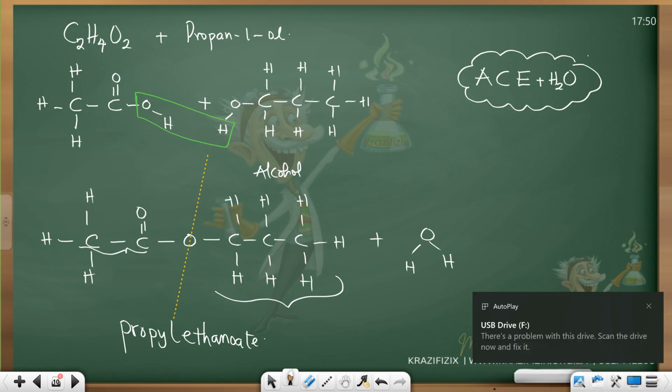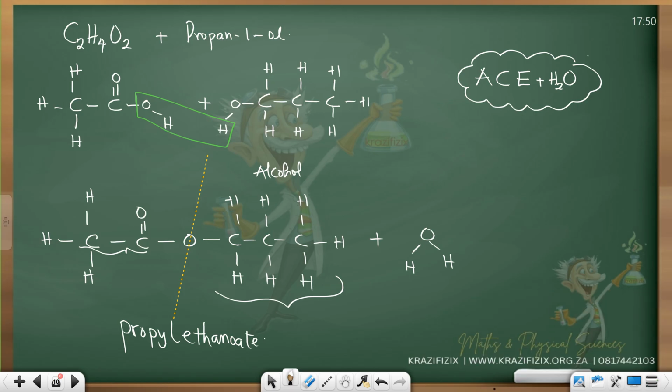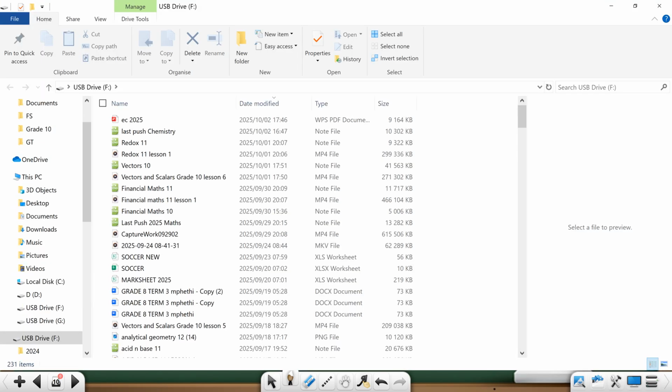Did that make sense to you, everybody? Please talk to me. Let's see if we are on the same page. So you split that into 2. The double bond tells you the carboxylic side, and the other side gives you the alcohol.